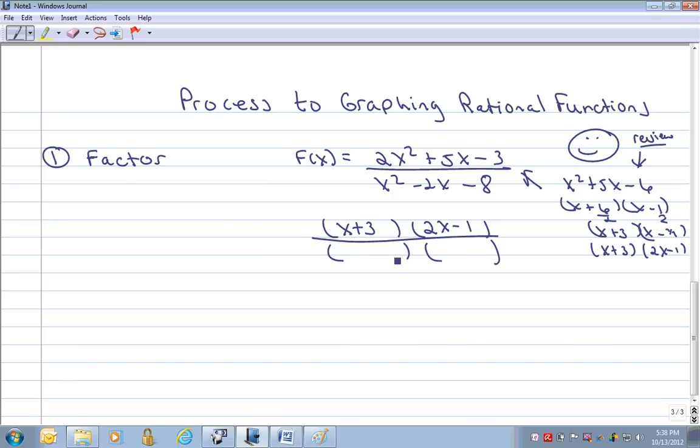All right, next at the bottom, that's just a pretty simple factoring. We have an x and an x, multiply to negative 8, and of course add to negative 2. I believe that would be negative 4 and a positive 2. All right, so now we have everything factored.